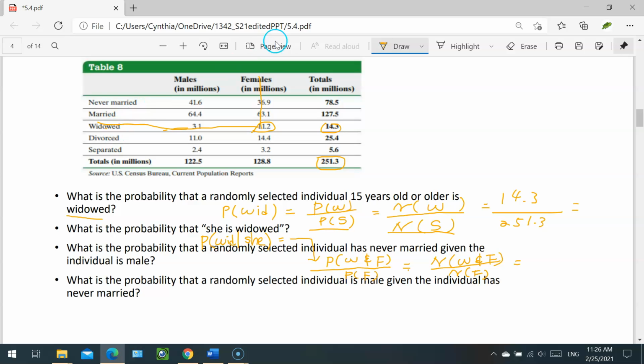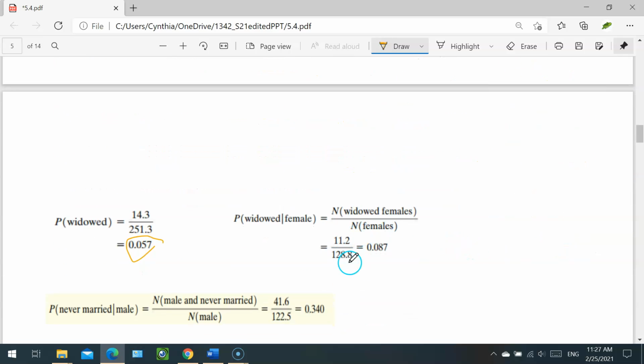So the person is widowed and that person is also female. The number is 11.2. Now you divide by the total sum of the female, so you have to look at the female category. If you go down to find the total sum of the female, it has 128.8. So divide these two, and you get the probability that she is widowed, about 0.087.